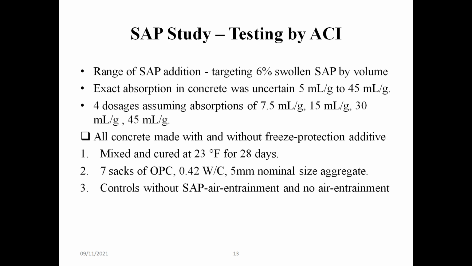All concrete was made with and without freeze protection additive, mixed and cured at 23 degrees Fahrenheit for 28 days, 7 sacks of OPC, 0.42 water to cement ratio, 5 ml nominal size aggregate, control with SAP, air entrainment and no air entrainment. So basically, the specimen was prepared according to these given specifications, and they were subjected to various tests, with air entrainment and no air entrainment, of the specimen containing SAP.